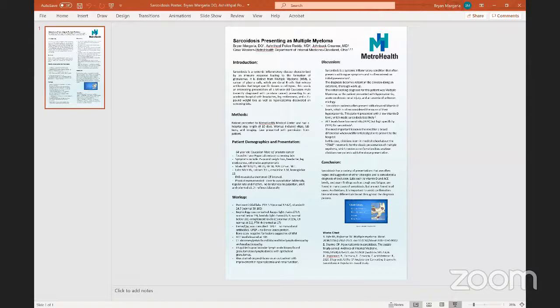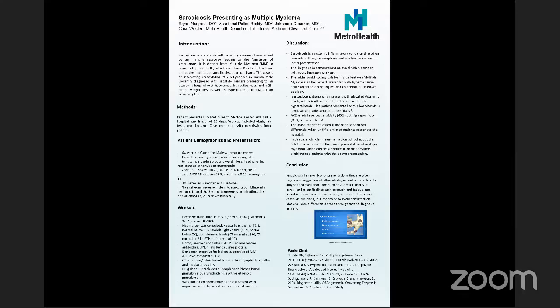All right, sweet. So this is a case of a 64-year-old Caucasian male who was recently diagnosed with prostate cancer, who presented to an academic hospital with headaches, leg restlessness, and a 25-pound weight loss, as well as hypercalcemia discovered on screening labs. Upon admission to the hospital, the patient was found to have hypercalcemia, anemia, and acute renal failure, symptoms suggestive of multiple myeloma. Further workup revealed an equivocal SPEP and UPEP, with multiple myeloma being considered the most likely diagnosis at this time. Additionally, vitamin D levels in this patient were low, and PTH and PTH-related hormone were low/normal.